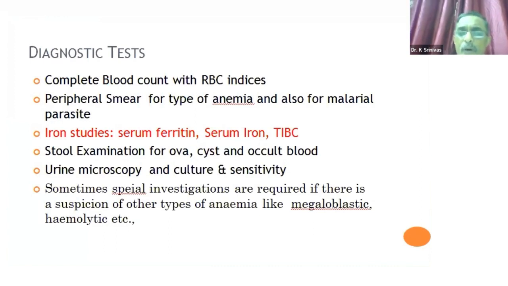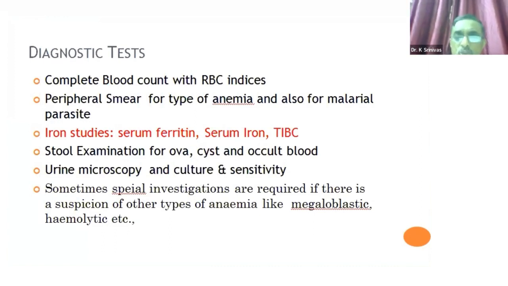The next two important examinations are stool examination for ova, cyst, and occult blood. Occult blood can tell us that she is losing blood. Ova and cyst can make a diagnosis of usually ascariasis, trichuris infection, and even ankylostomal infection, and which will help us to treat her.